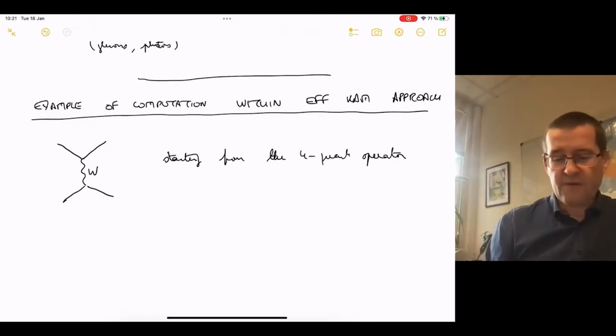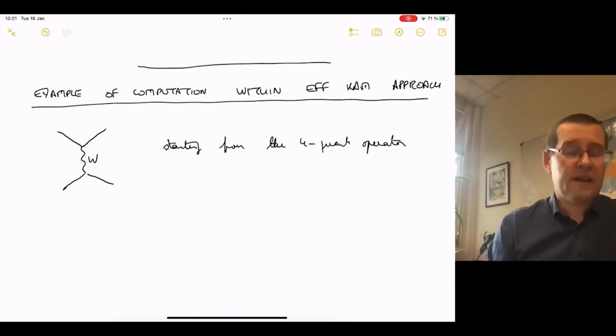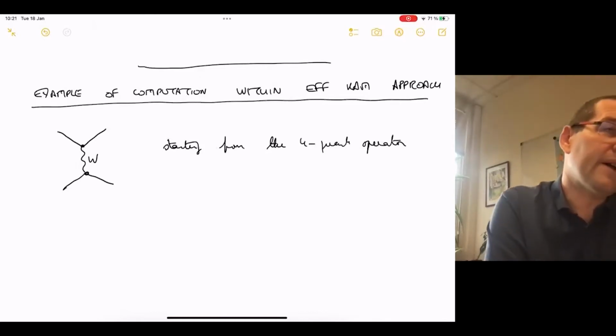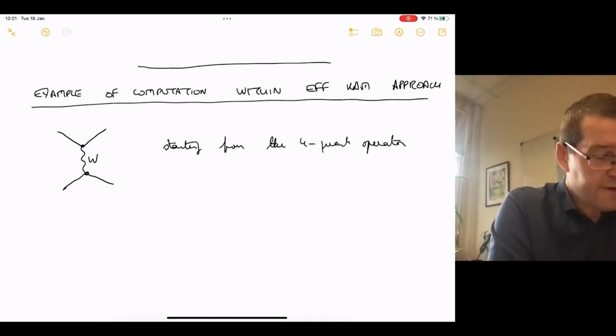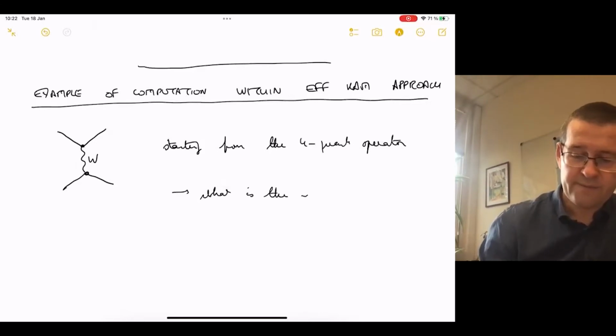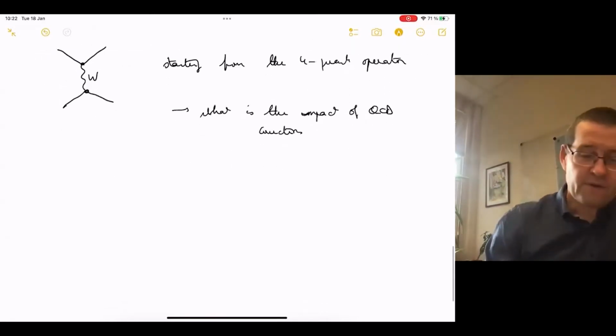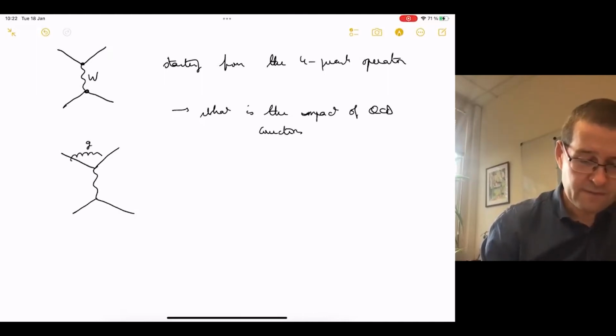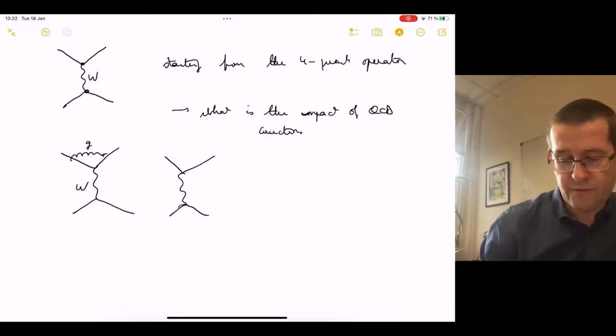But then you say, okay, since I've heavily advertised the problem posed by the QCD effects, one may wonder what is the impact of QCD corrections. And so generally what you can think of is to have gluons being exchanged between two of the four quarks.